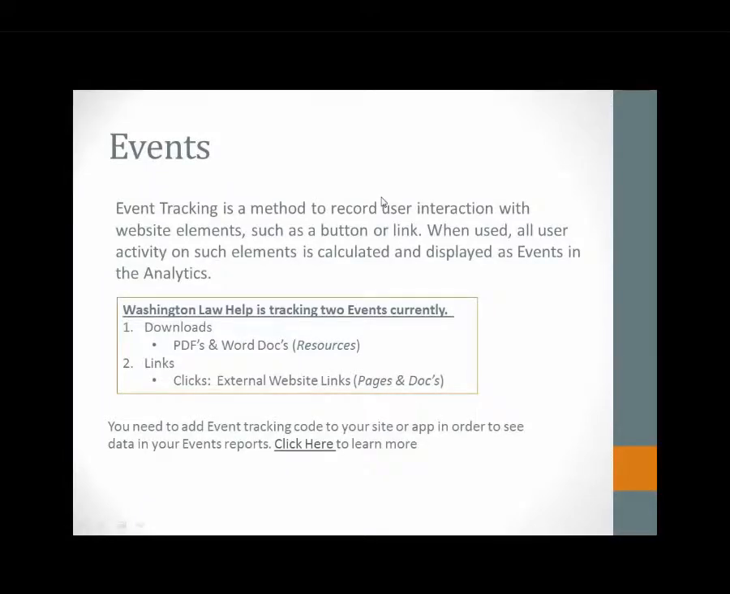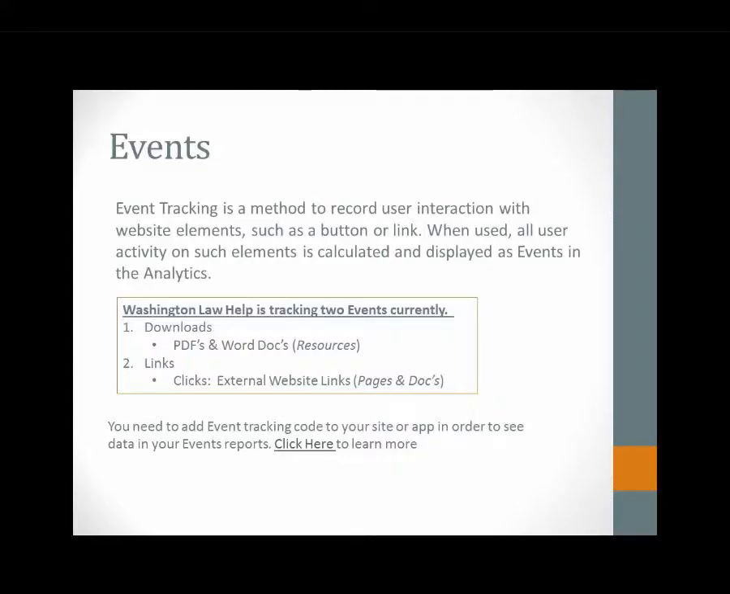So at the beginning of the presentation, we talked about conversions, the C of the ABC of Google Analytics. Conversions are really just anything you define as an activity that took place on the site that you were really hoping would take place, or maybe you designed a flow within the site itself to induce this action or this conversion. With Washington Law Help, we're tracking 2 events currently, and I believe most of the Law Help sites are doing this as well.